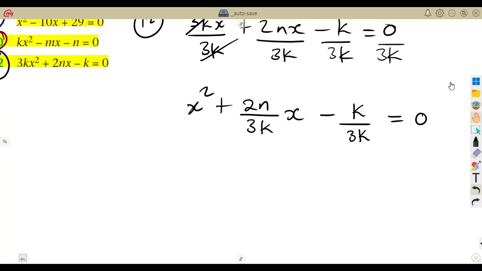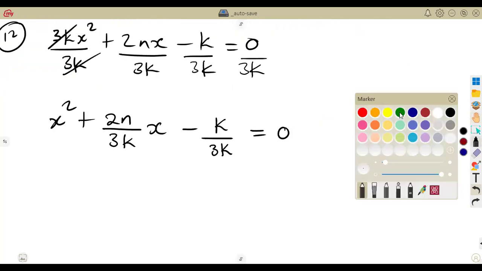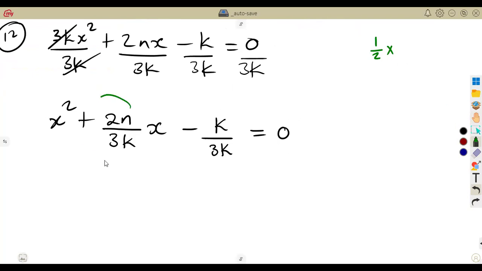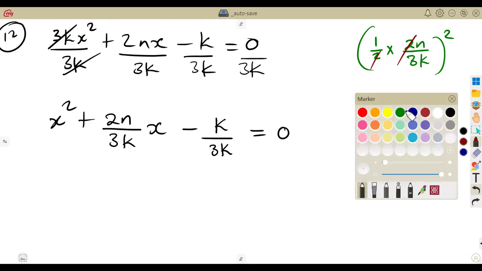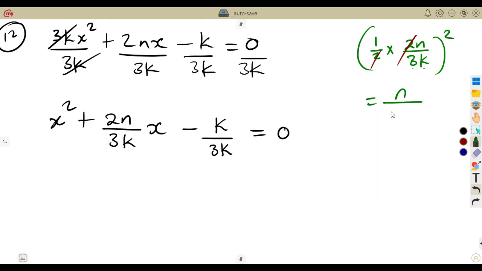Yes, you can divide, then you maintain the way that you have done it. I'm not saying it's wrong, but you can choose not to divide. Just leave it like that. We know that k and k can divide, but leave it like that. We find half the coefficient of x. This is that coefficient of x, 2n over 3k, and we need that half squared. It was going to cancel, so it was going to give us n over 3k.